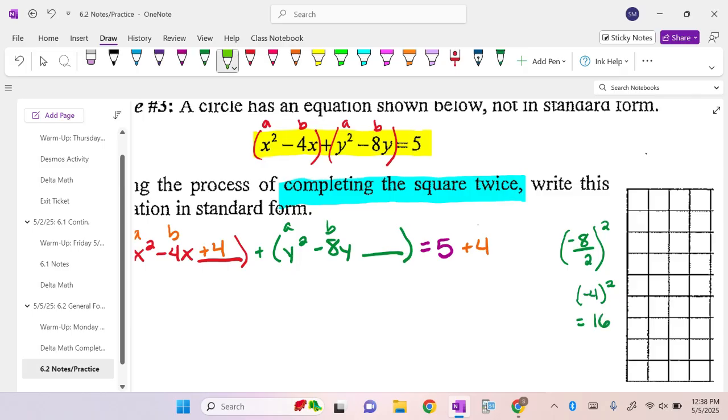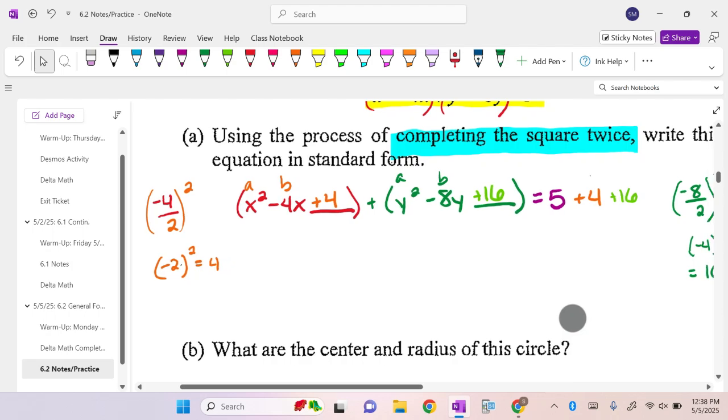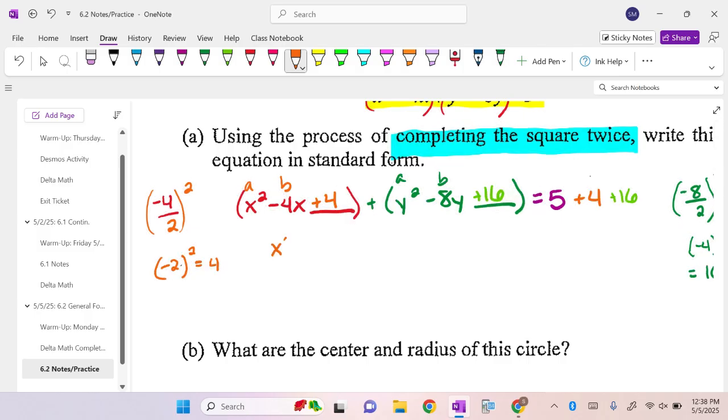16. So I'm going to add 16 here. So if I add 16 to this side, what do I got to do to the other side? Add 16. So you'll actually add 2 different numbers to this 5. So if I clean this up a little bit, I get x squared minus 4x plus 4.